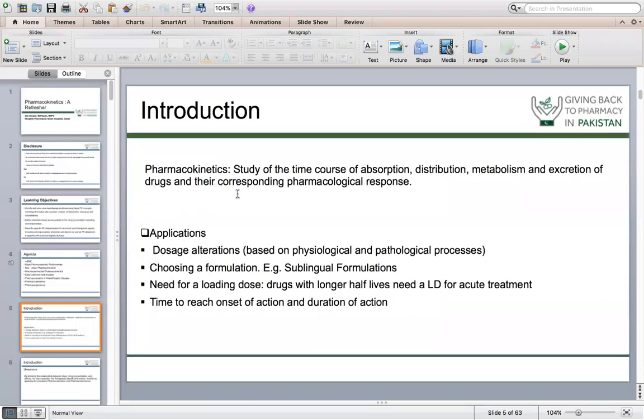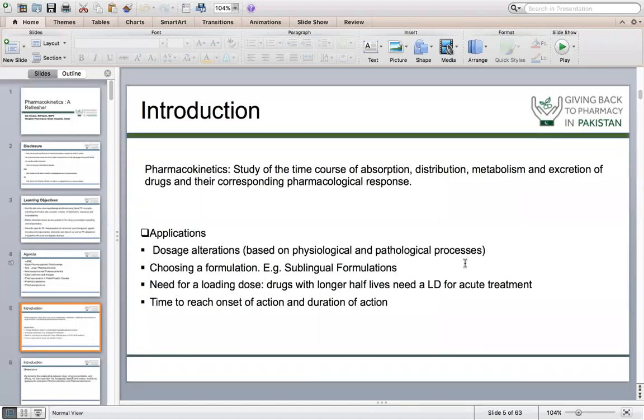So what is pharmacokinetics? We have heard this many times. It's the study of what the body does to the drug, right? So it's basically the study of the time course of absorption, distribution, metabolism, excretion of drugs, and their corresponding pharmacological response. Okay, so in our daily practice, where is this pharmacokinetics applied, right? So dosage alterations based on physiological and pathological processes.